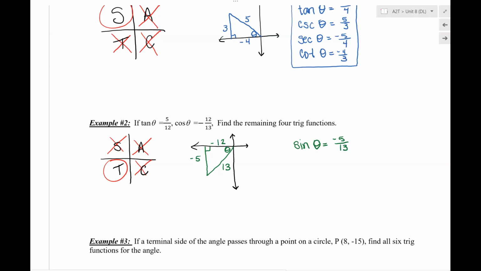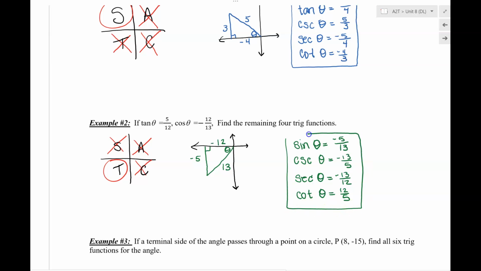That was our given. The reciprocal of sine is cosecant, so the cosecant of theta is hypotenuse over opposite, which is going to be negative 13 over 5, the reciprocal of sine. Secant is the reciprocal of cosine, so that's hypotenuse over adjacent, which is going to be negative 13 over 12. And then cotangent is the reciprocal of tangent, so the cotangent of theta is going to be adjacent over opposite, in this case 12 over 5. So there are the other trig functions.